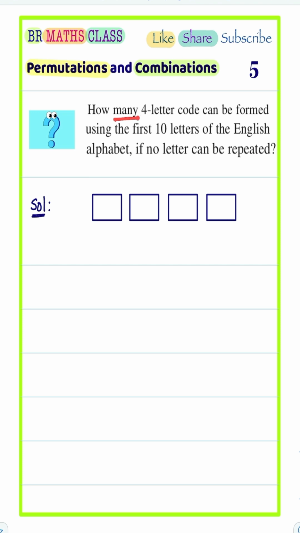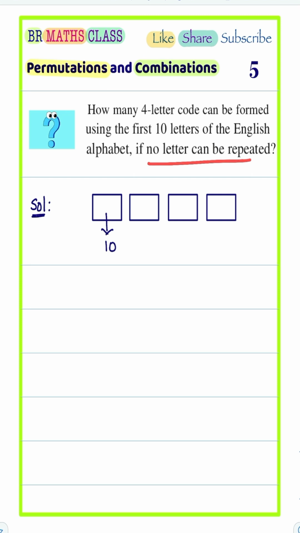You observe the question, how many 4-letter codes can be formed from the first 10 letters of the English alphabet if no letter can be repeated? If no letter can be repeated means repetition is not allowed. To form a 4-letter code, here I have taken 4 boxes. As we have the first 10 letters of the English alphabet, this first box can be filled in 10 ways. What are those 10 ways? A, B, C, D, E, F, G, H, like that. The first 10 alphabets are there. Any one letter can be written here. So, the first box can be filled in 10 ways.